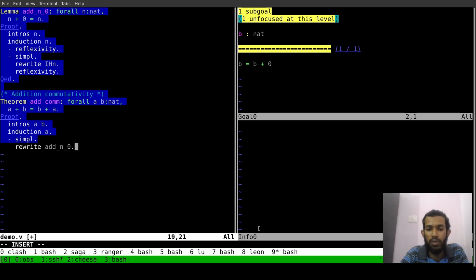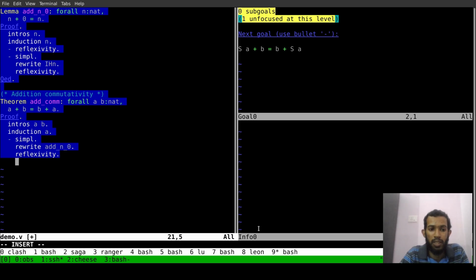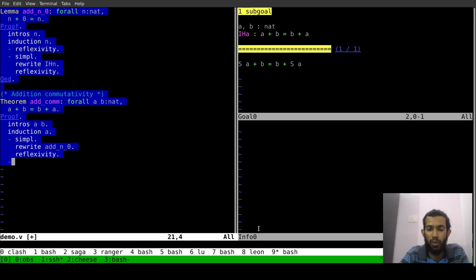Right, n plus 0. Now, using the n plus 0 becoming n lemma, we can say b plus 0 will become b. And that's it. That part of the proof is over. Alright, now we got the next goal to take care of, the last goal of the induction step.